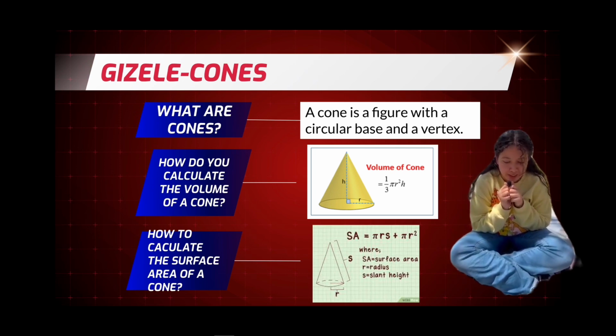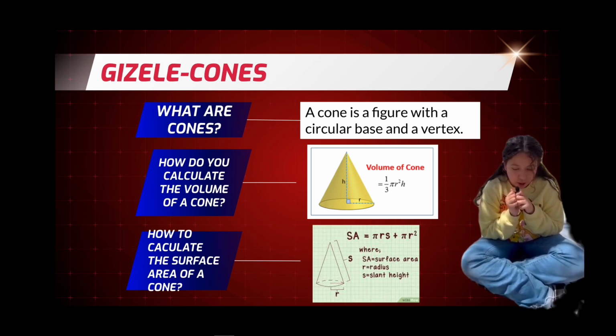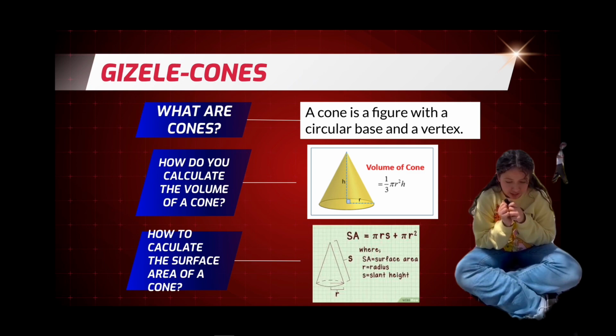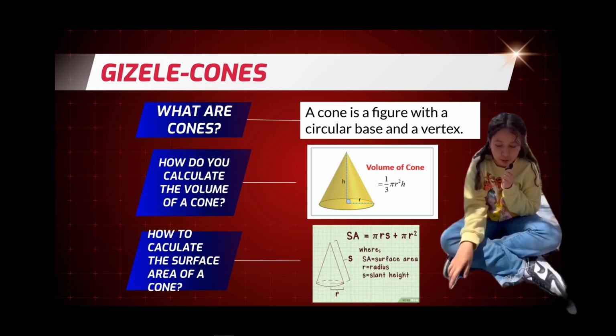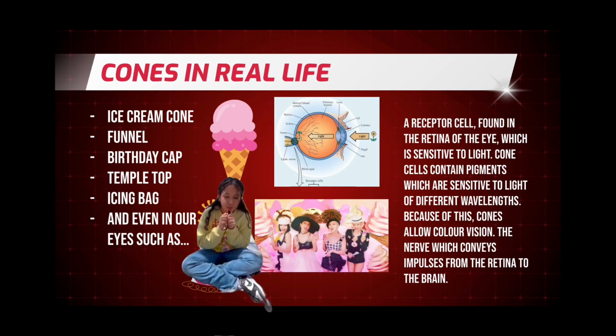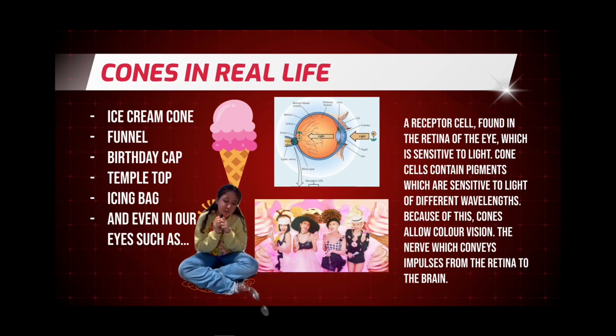First you do surface area equals pi, and then the radius, and then the slant height, plus pi and radius squared. Some cones in real life are ice cream cones, funnel, birthday cap, temple top, icing bag, and even in our eyes, such as a receptor cell found in the retina of the eye.